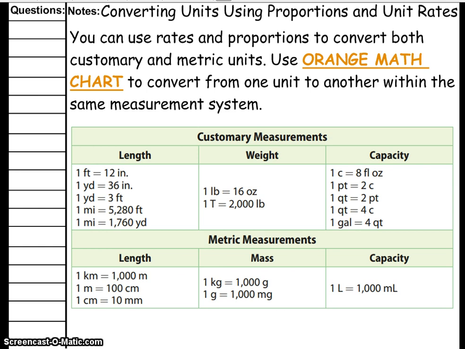So what you're going to do is use that orange math chart that I gave you at the beginning of the year that should be in your math section of your binder. You're going to use that orange chart to convert from one unit to another within the same measurement system. So that means you'll convert from customary to another measurement within customary. You can't go between customary and metric. So we're just going to stay within the same measurement system.